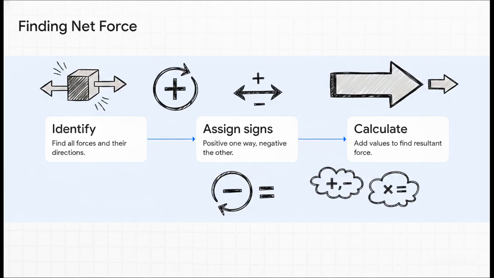Let's quickly break down how we calculate that resultant force without making it overly complicated. First, you just identify every single force pushing or pulling the object. Second, because forces always have a direction, you pick one way to be positive, which naturally makes the opposite way negative.